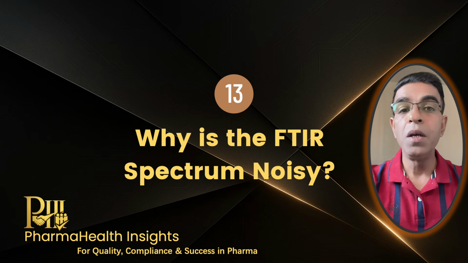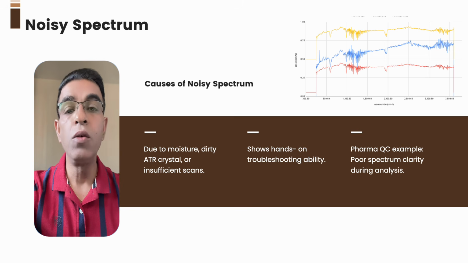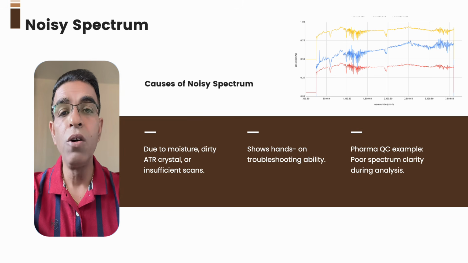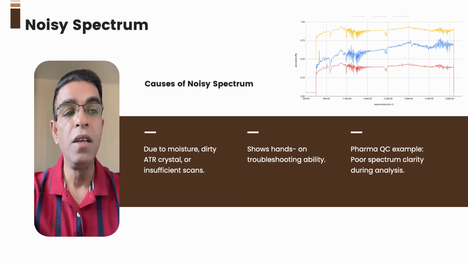Now, the interviewer may move to very common FTIR problems. Why do we get a noisy spectrum in FTIR? You can answer it very calmly like this. Sir, a noisy spectrum usually happens when there is some kind of interference during the scanning. The most common reasons are moisture interference or dirty ATR crystal, or sometimes an insufficient number of scans. Then add one practical point. Also, if the lab humidity is high, the noise level can increase because water vapor absorbs IR radiations.